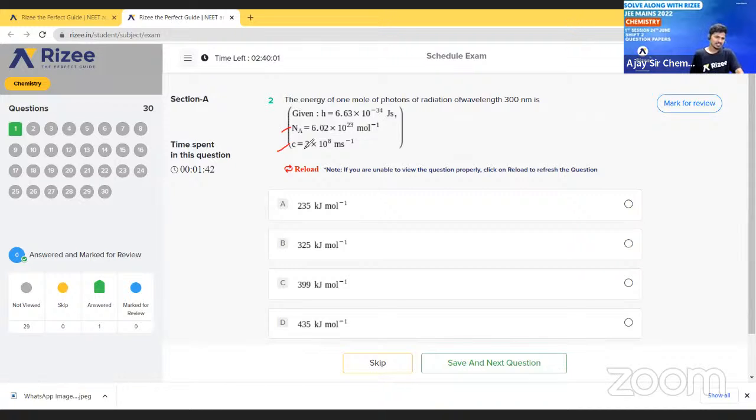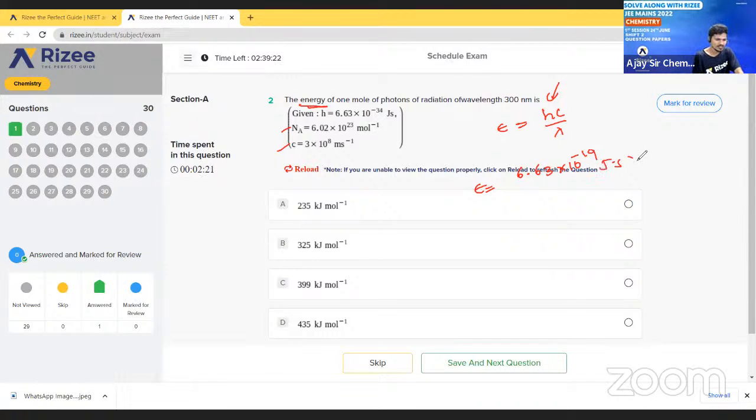See here what they asked. They asked to find the energy. What is the formula for energy? E is equal to hc by lambda. This is a very simple formula to find the energy. So h is the Planck constant, and the h value is already given here. So just put the value here. E is equal to 6.63 into 10 to the power of minus 19 joule seconds.